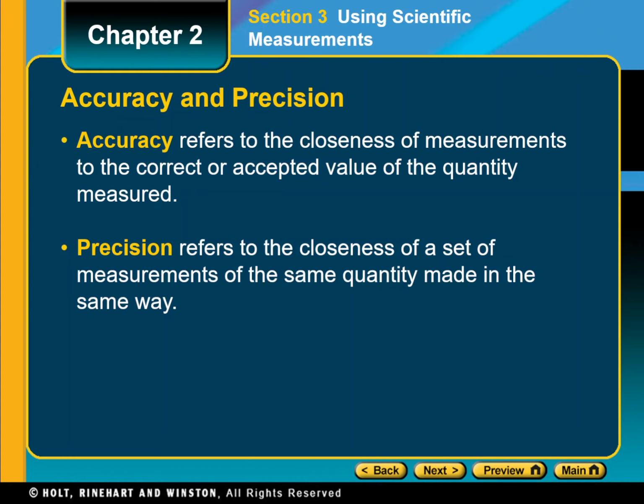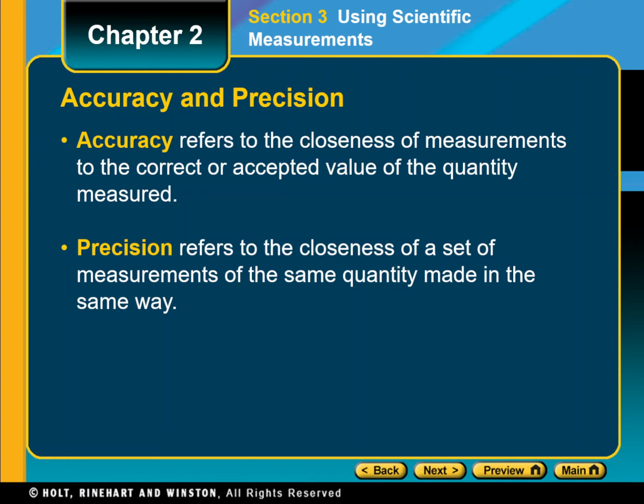First main idea: accuracy is different from precision. The terms accuracy and precision mean the same thing to many people. However, in science, they have very specific meanings. Accuracy refers to how close the measurement is to the correct or accepted value. Precision refers to how close a set of measurements, made in the same way, are to each other.